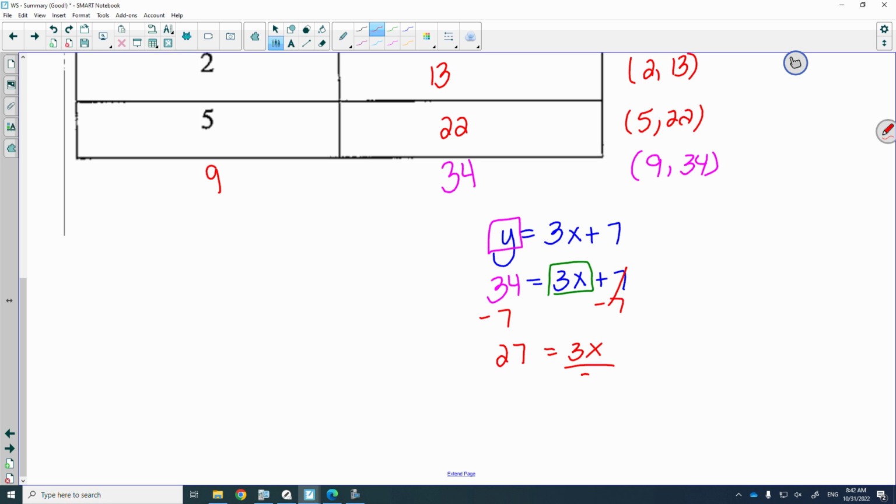And divide by 3. X is equal to 9. So when y is 34, I should have written that up here. When y is equal to 34, x is equal to 9.